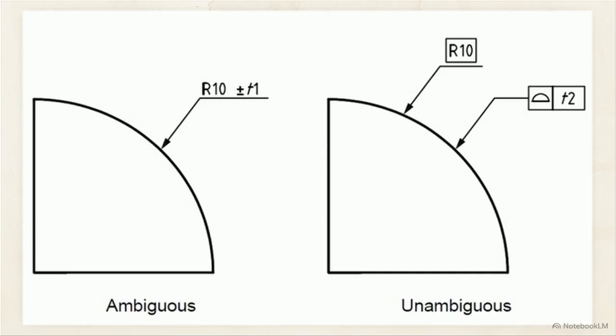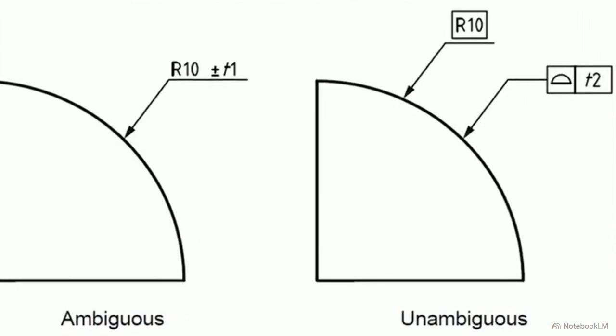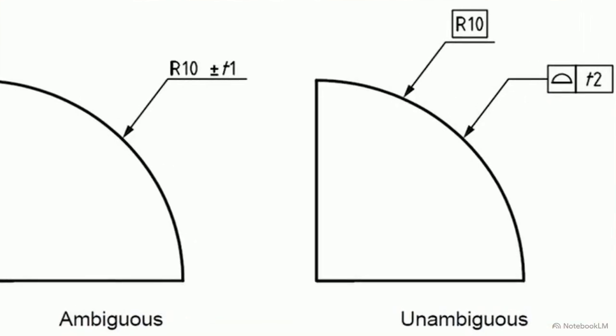This drawing shows how we override that default. The right panel includes a circle U symbol inside the feature control frame. This unequal disposition modifier allows you to shift the entire tolerance zone to one side of the true profile, dictating exactly where material can be added or subtracted.